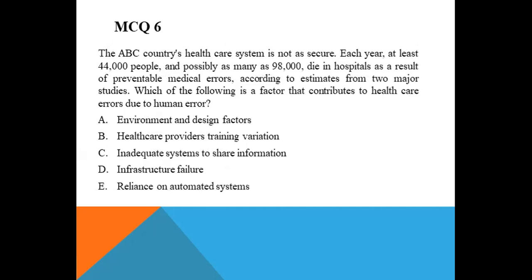MCQ 6. ABC country healthcare system is not as secure. Each year, at least 44,000 people and possibly as many as 98,000 die in hospitals as a result of preventable medical error, according to estimates from two major studies. Which of the following is a factor that contributes to healthcare errors due to human error? Alpha, environmental design factor; beta, healthcare workers training variation; C, inadequate system; delta, infrastructure failure; E, reliance on automated system. Beta will be the correct option, as human error is healthcare provider training variation, while the others are system errors.